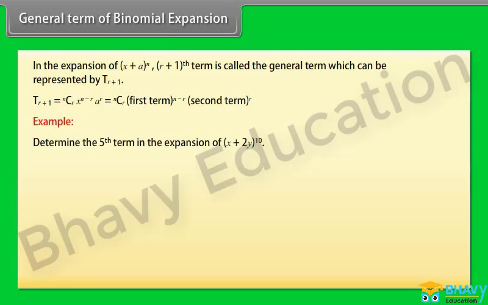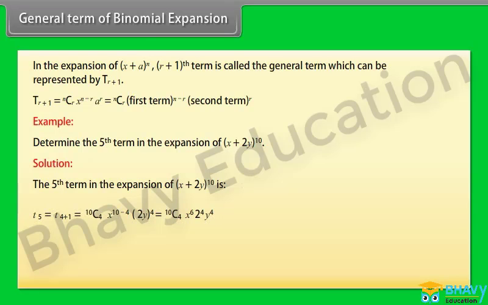Example: determine the fifth term in the expansion of (x + 2y)^10. Solution: the fifth term in the expansion of (x + 2y)^10 is given below. 3360 x^6 y^4.